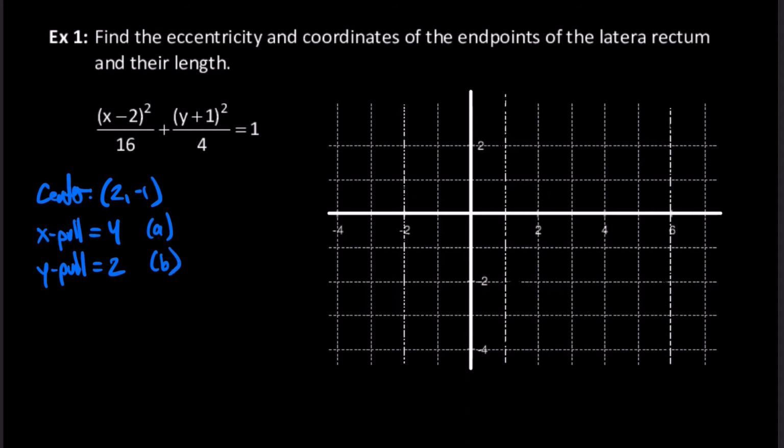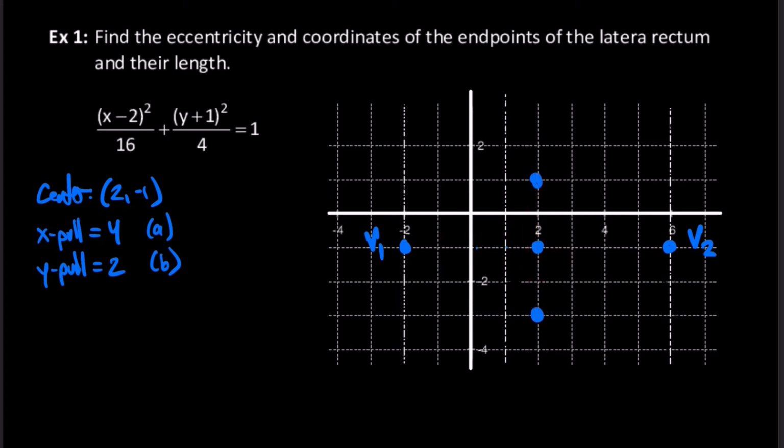So my center is (2, -1). There we go. X pull is 4. 1, 2, 3, 4. That'd be one vertex. I'll call that V2. 1, 2, 3, 4. Here's V1. Y pull is 2. So this is my major axis, and that would be my minor axis.